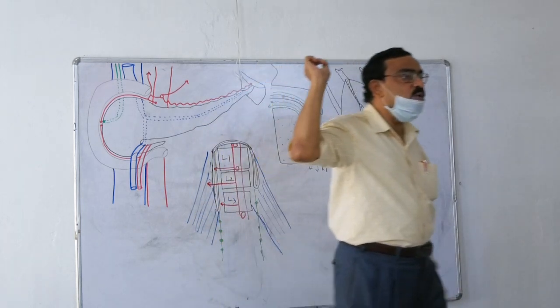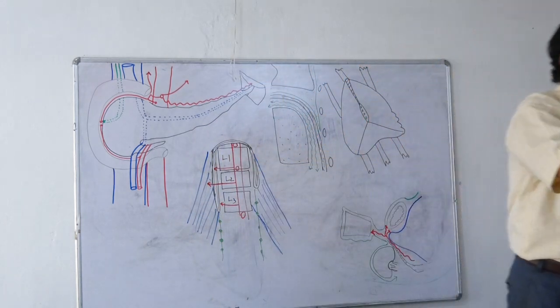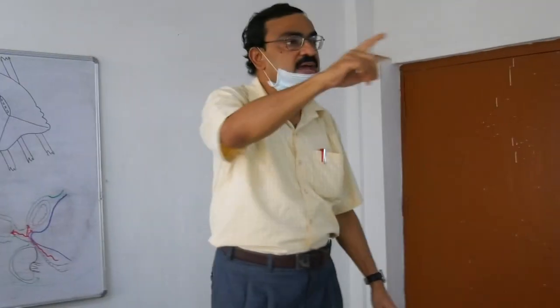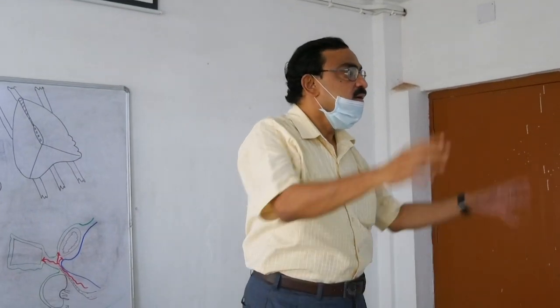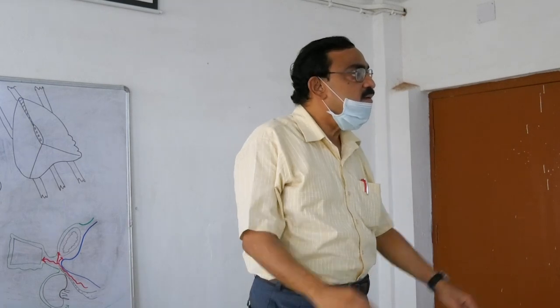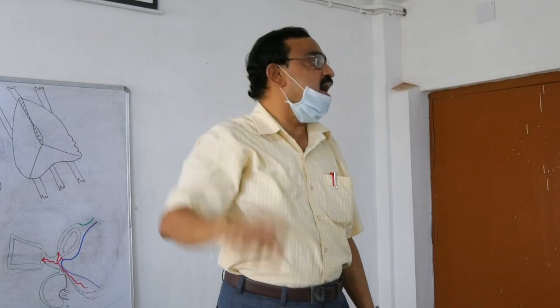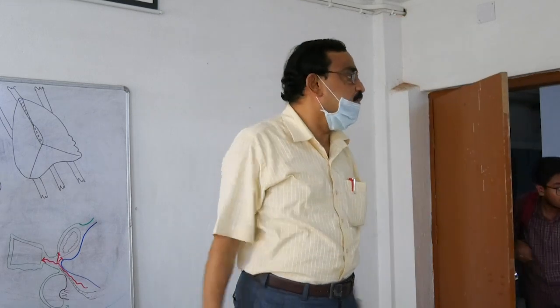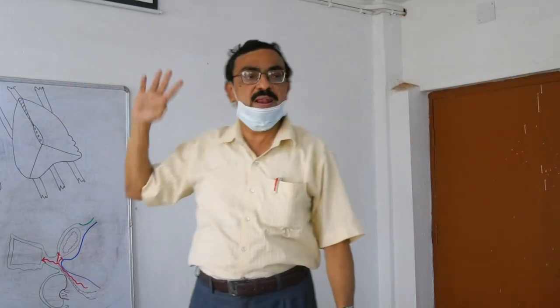Now, where is it situated? It is situated in the posterior abdominal wall. We have seen in our cadaver, it is present within the posterior abdominal wall. And transversely it lies, and it is placed behind the peritoneum. So it's a retroperitoneal structure.